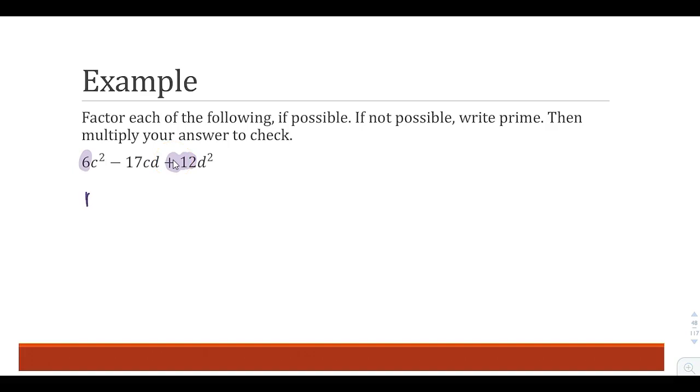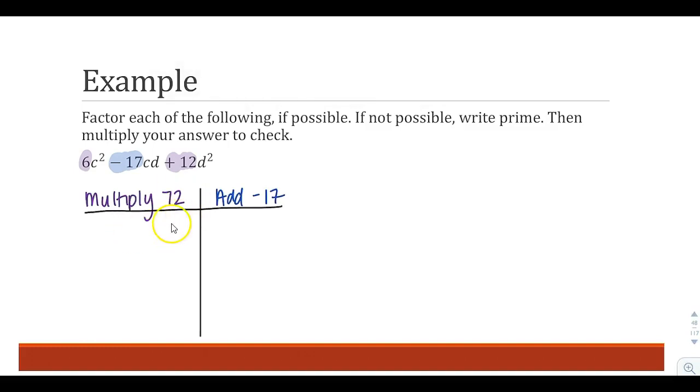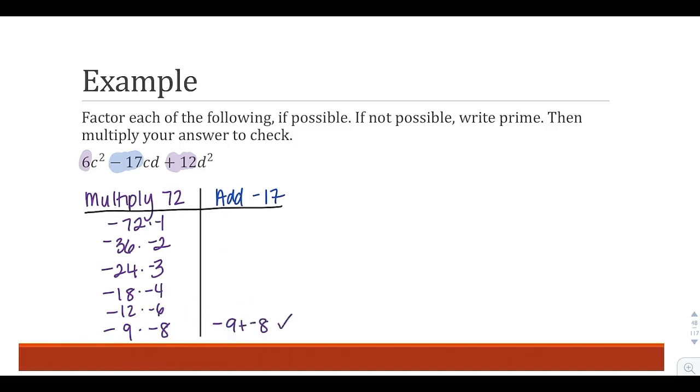So we want two numbers that multiply together to give us 72, and then we want two numbers that add together to give us that middle coefficient, so we want them to add to negative 17. So we'll go ahead and create our table, and we want to list all of those products that multiply to give us 72, keeping in mind that they will both have to be negative if they're going to add together to be negative 17. So I went ahead and listed all of them out, and we can see that the only ones that add to give us negative 17 are negative 9 plus negative 8.